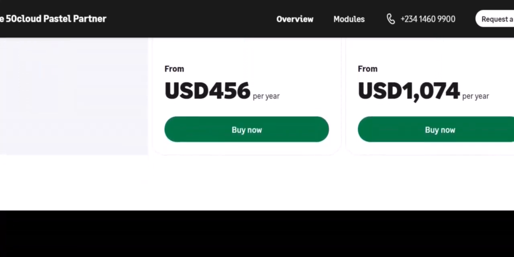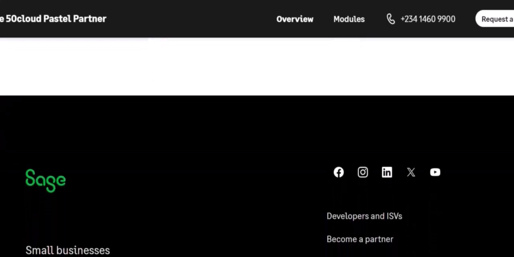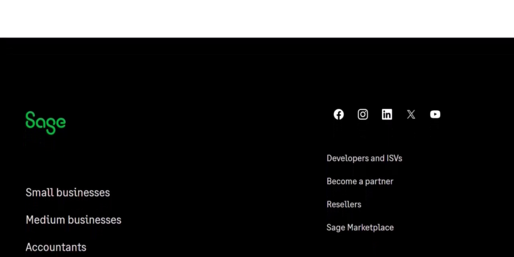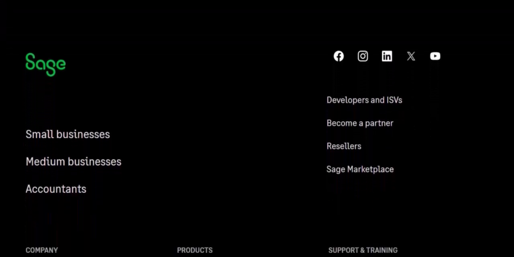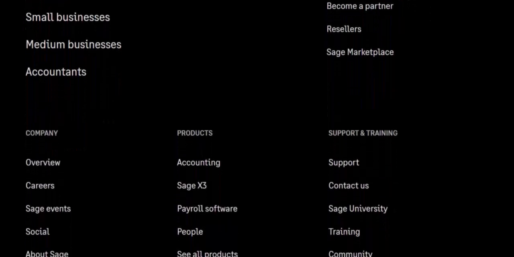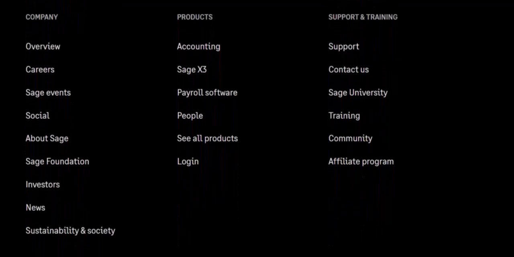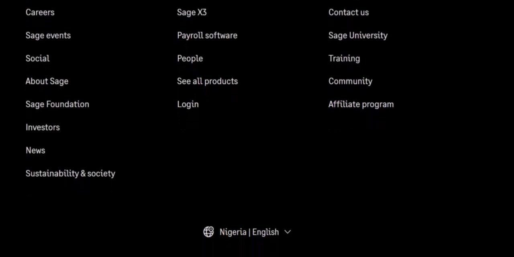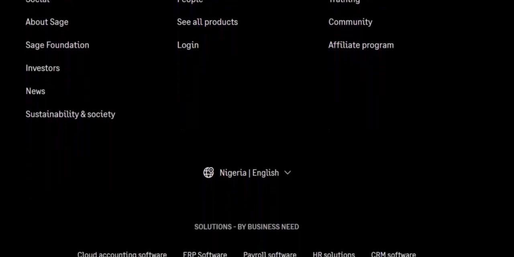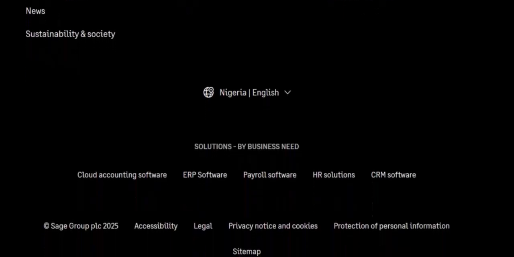As mentioned earlier, Sage is primarily known for its accounting and financial management software. Their core offerings traditionally revolved around helping businesses manage their income, expenses, invoicing, and overall financial health. However, recognizing the interconnectedness of different business functions, Sage has expanded its portfolio over the years. Within Sage's suite of products, you will indeed find solutions that address various HR needs. However, it's crucial to understand the scope and depth of these HR-related offerings compared to a dedicated comprehensive HRIS.